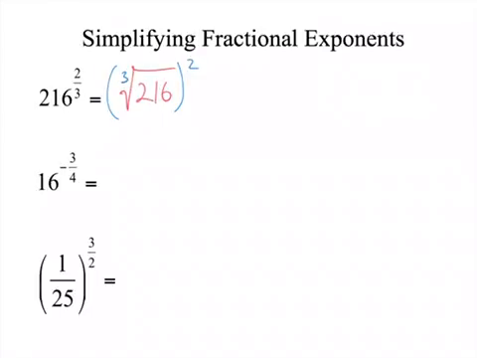Now the cube root of 216, hopefully you know, is 6. And then we still have this squared. So now, what is 6 squared? That is 36. We are done. So this right here is equal to 36.